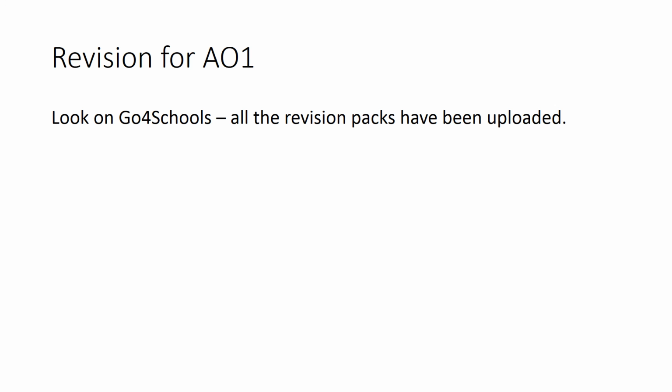Finally, if you want to have more revision for AO1 skills, and that's not just for question 1 on this paper, but it's also for question 1 and 2 on the English language paper 2, all the AO1 resources are on Go for Schools. If you download them, you can then take them off. They're structured with basic, secure, advanced and mastery. The idea is you try one, you take it to your teacher, if you get it right, you move to the next level.